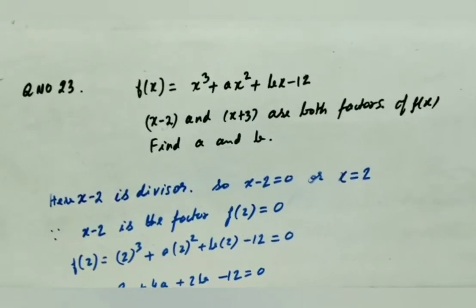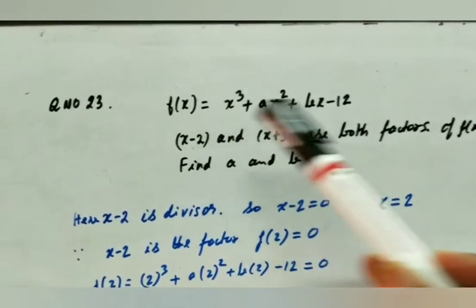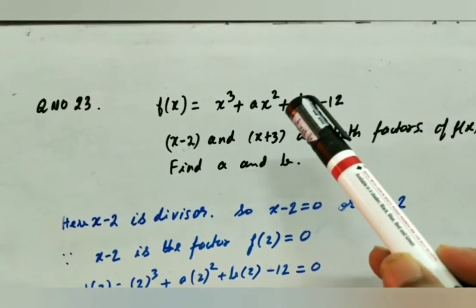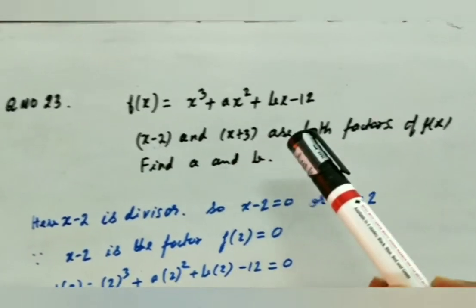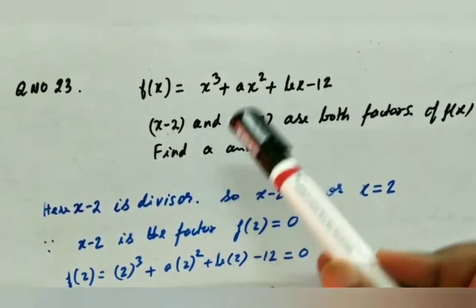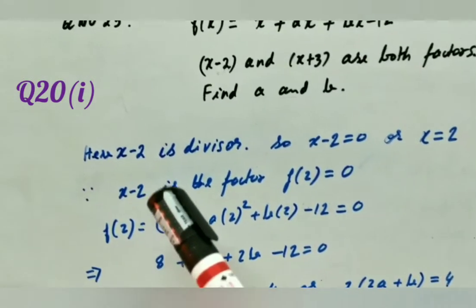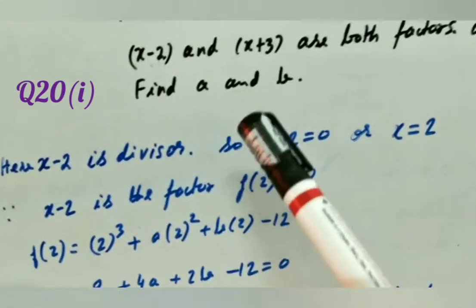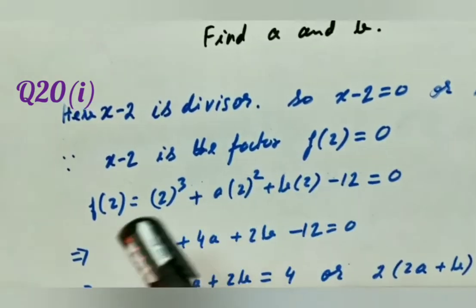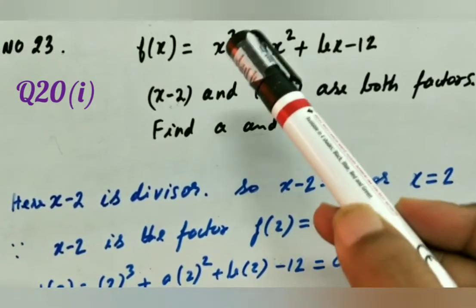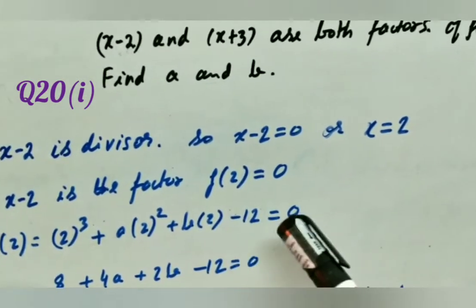One more important question from your book. Now this is f(x). a and b are real numbers, unknown numbers. x minus 2 and x plus 3 both are factors of f(x). We have to find a and b. Since x minus 2 is a divisor and a factor also, x is equal to 2, f(2) should be equal to 0. So f(2): 2 cube plus a times 2 square plus b times 2 minus 12 is equal to 0.